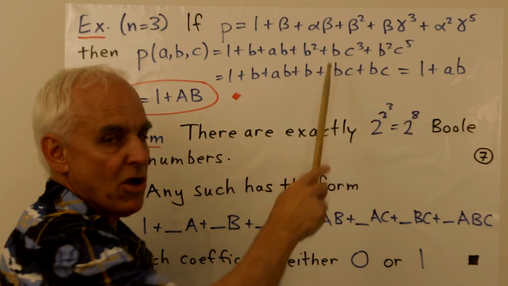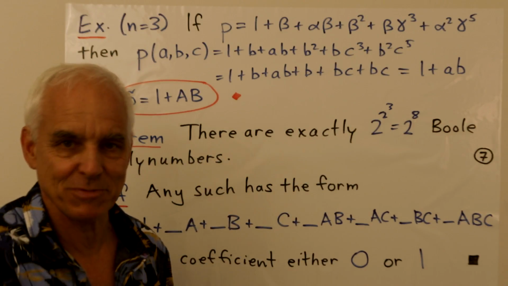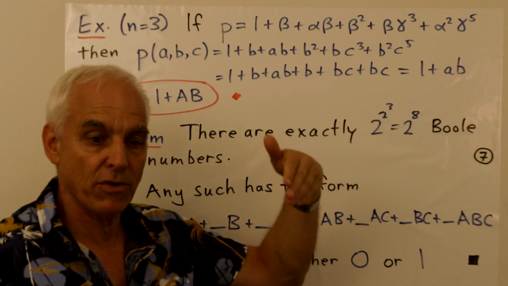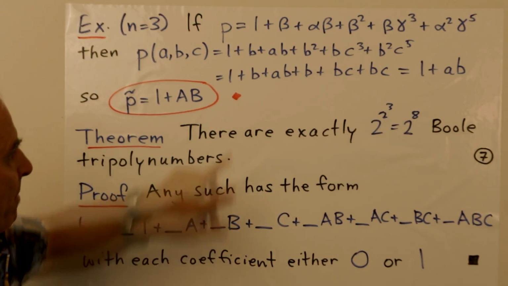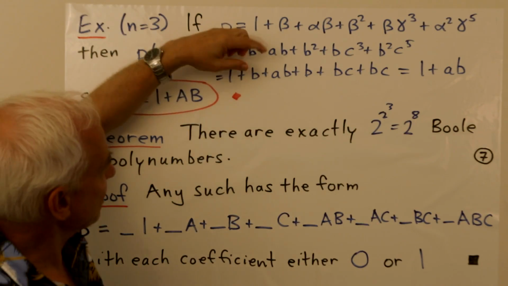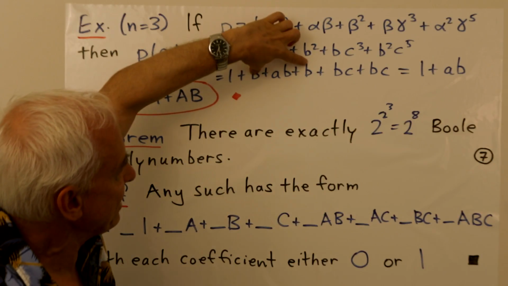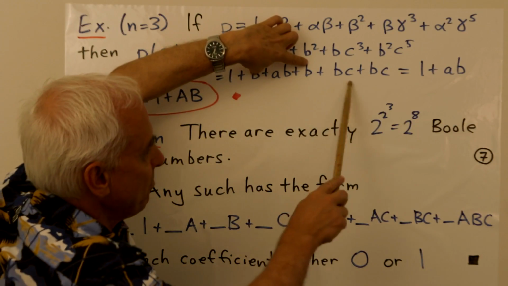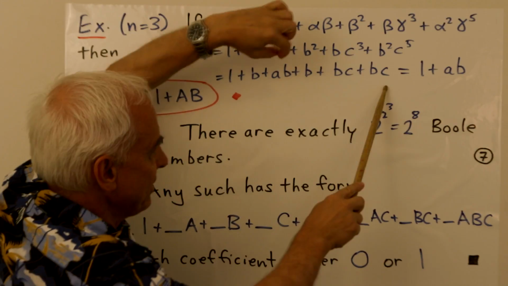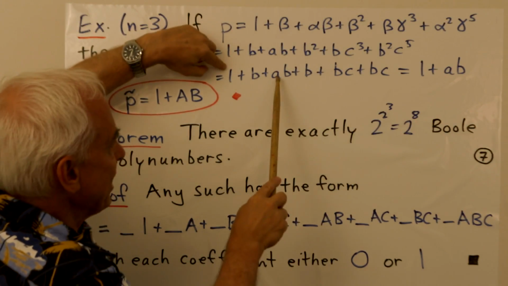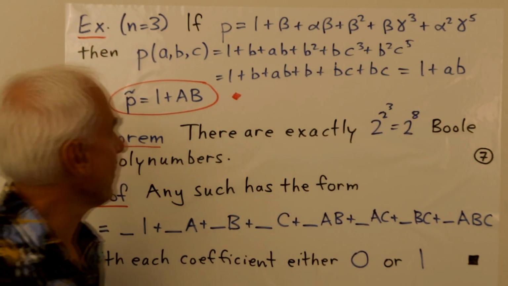So sort of like rubbing off the exponents. We get to rub off all the exponents. And now there are no exponents bigger than 1. But now there's a further reduction that can happen, because we can see there's 2 B's here. And there's also 2 BC's. So they disappear and they disappear. We're just left with 1 plus AB.